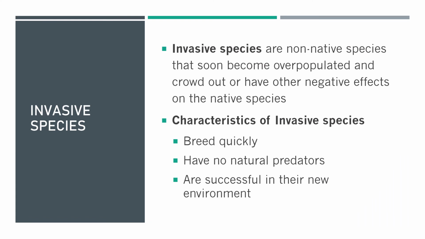All right. Now, one of the last things we're going to talk about is an invasive species. Invasive species are non-native, which means they are introduced to a population, and they become overpopulated because they breed quickly, they have no natural predators, and they're successful in their new environment. An example of this right now that we're dealing with are the pythons in the Everglades.